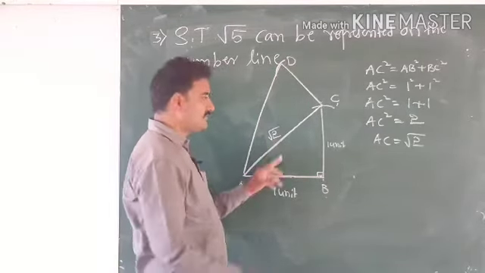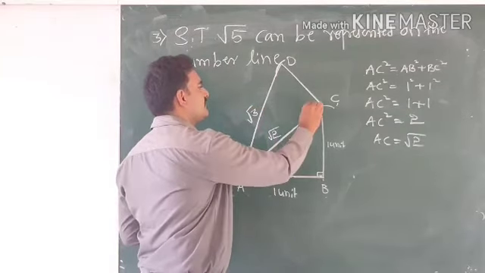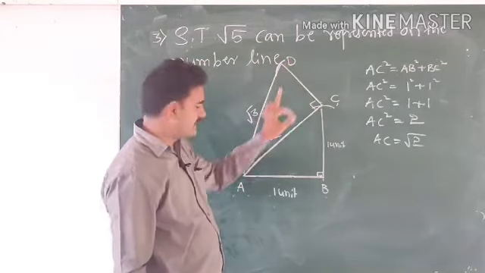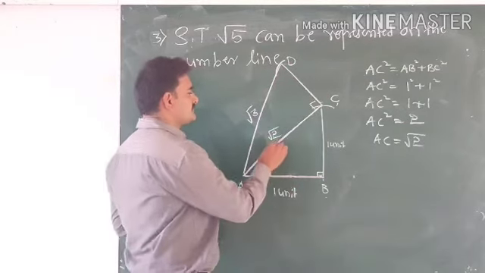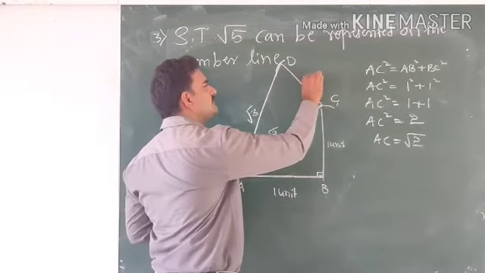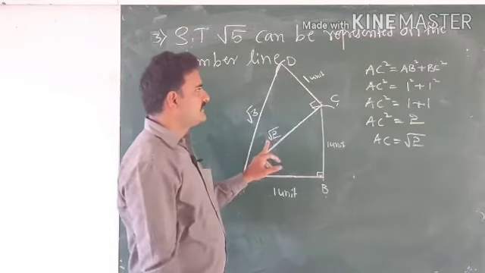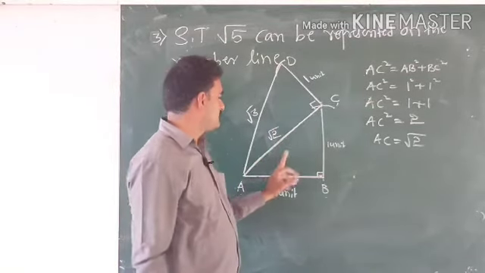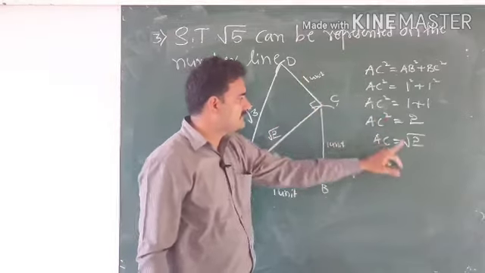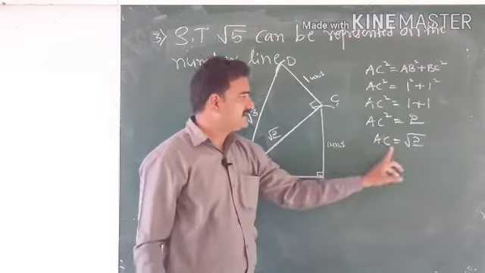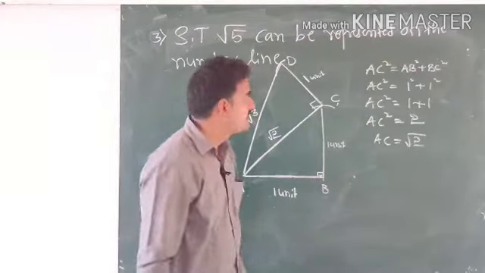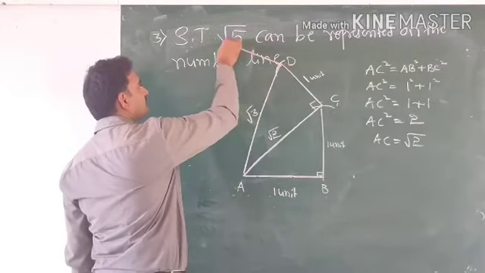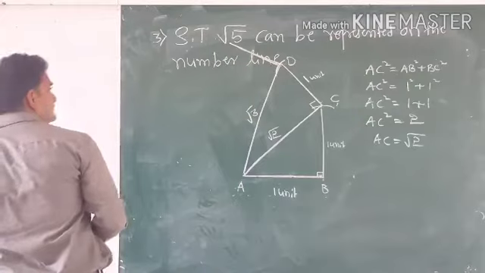After root 2, root 3 you will get. How root 3? Again, in triangle ACD, this is base root 2, height is 1 unit. So apply Pythagoras theorem. AD whole square is equal to AC whole square plus CD whole square. When you simplify, you will get AD is root 3. Now repeat what you have done.